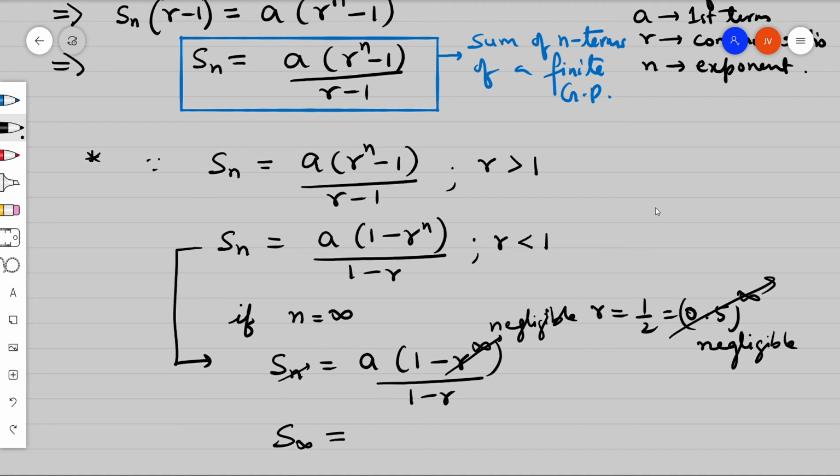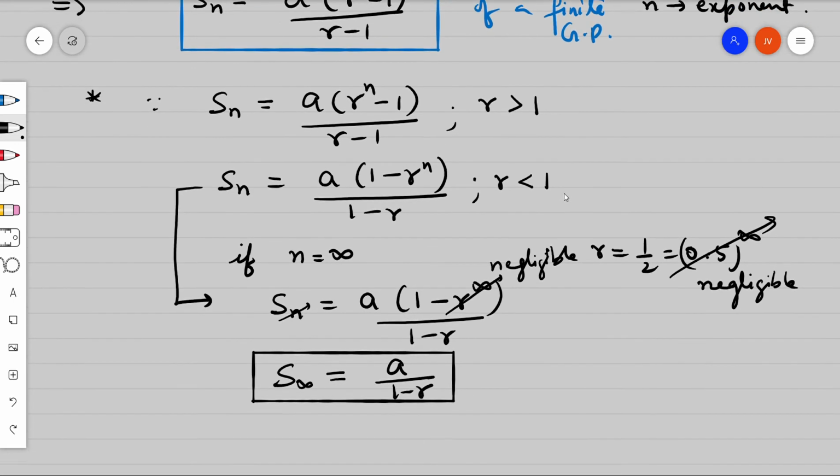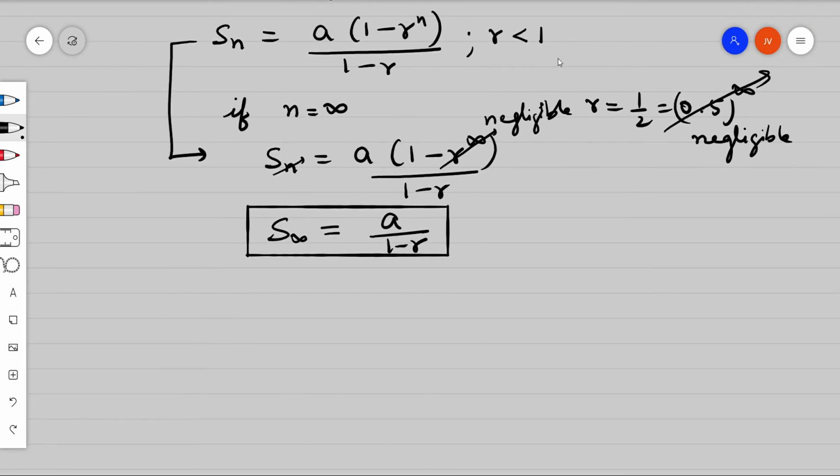So when n becomes infinite, the sum of infinite terms will be a times 1 minus negligible. So 1 minus something negligible is 1. So it is a by 1 minus r. So this is a way of finding the sum of infinite terms of a GP. I just spent the lowest possible time to tell how to derive it. Just watch this. We are deriving the sum of infinite terms of a geometric progression. This is one formula I told in a shortcut way.